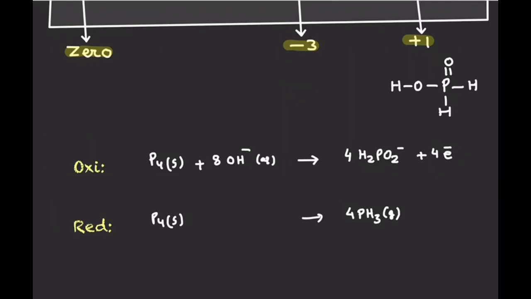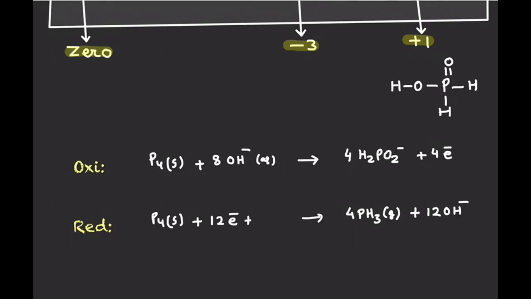Phosphorus on the left-hand side goes from 0 to -3, which means one phosphorus atom is taking 3 electrons. So 4 phosphorus atoms will take 12 electrons. In order to balance the charge in basic medium we should write OH minus, so 12 times OH minus, and the charge is balanced. Then we'll check the hydrogen and oxygen atoms, whose oxidation number is not changing. On the right-hand side we have 12 plus 12, 24 hydrogen atoms. There is no hydrogen atom on the left-hand side.